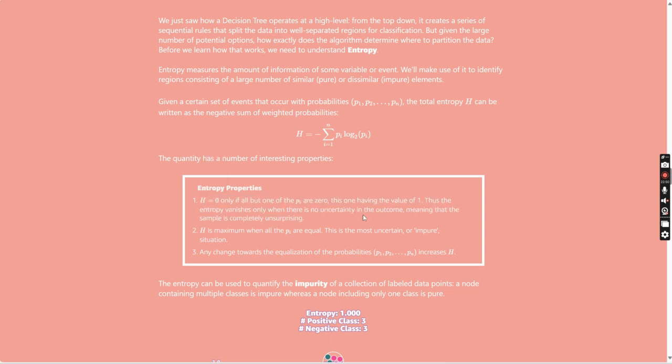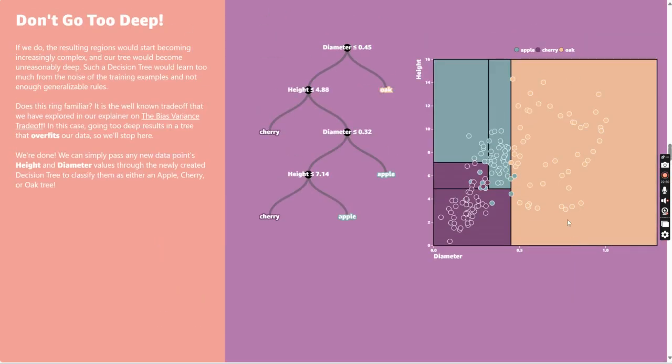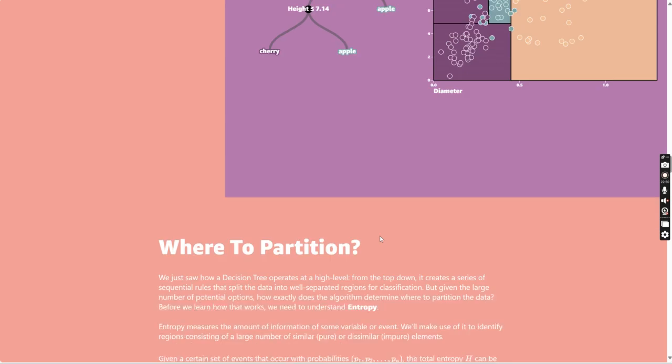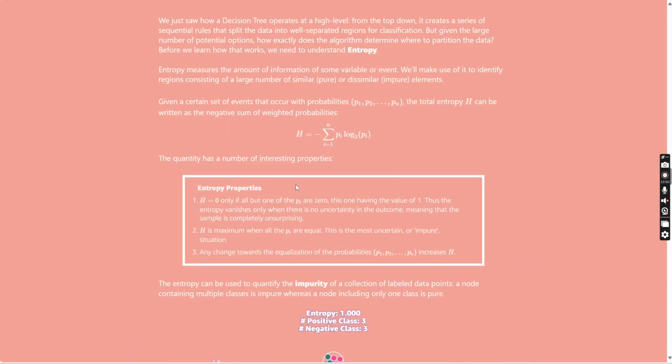The second thing is that entropy can be maximum when all Pi are equal. If there are three trees, and 33% of the data points are from cherry, 33% from apple, and 33% from oak tree, then the entropy will be maximum. Hence it is called an impure situation, an impure split.